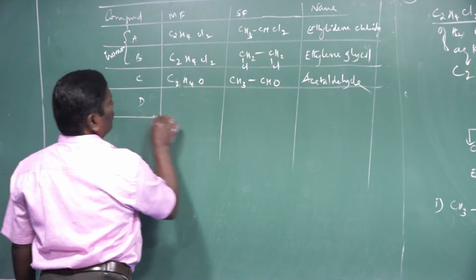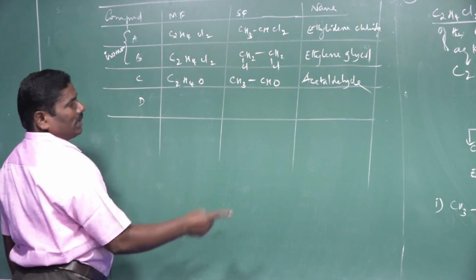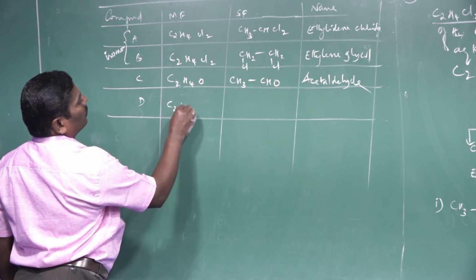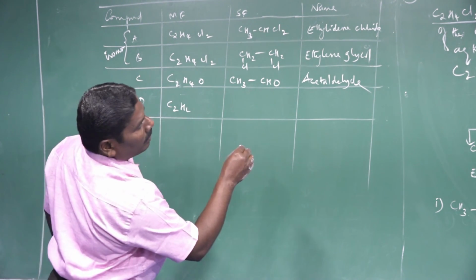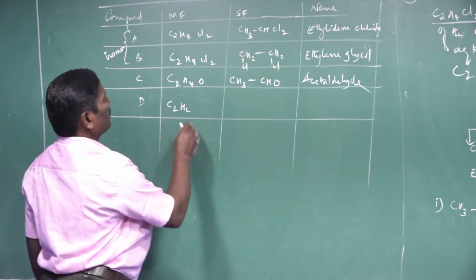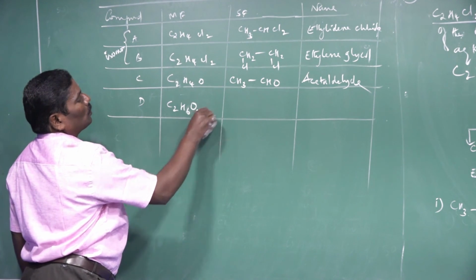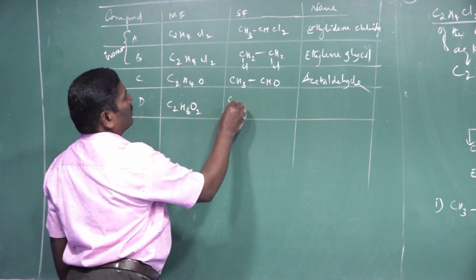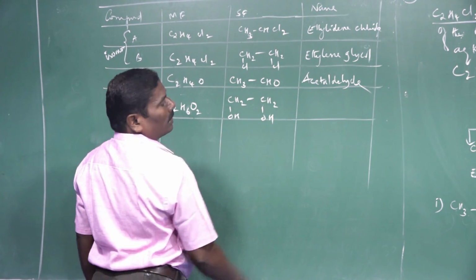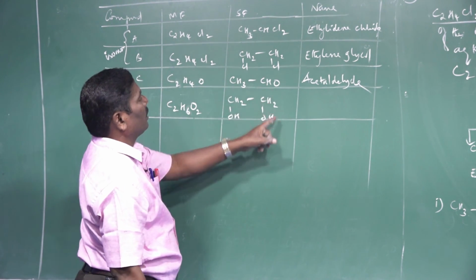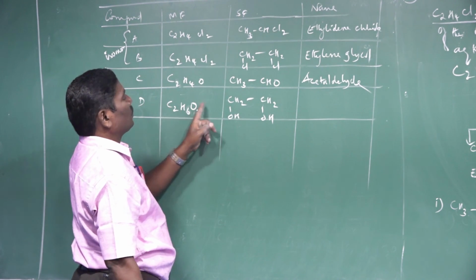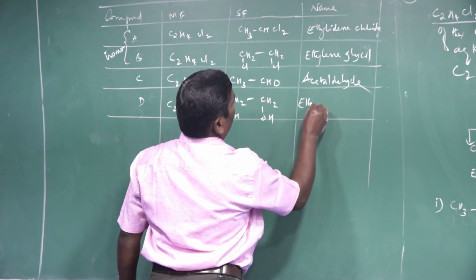Now compound D, we can write ethylene glycol, and here it is C2H6O2, because 2 plus 4 gives 6. Whose structure is CH2OH, then CH2OH. Now you see here, 2 carbons, 6 hydrogens, that is C2H6O2. It is called ethylene glycol.